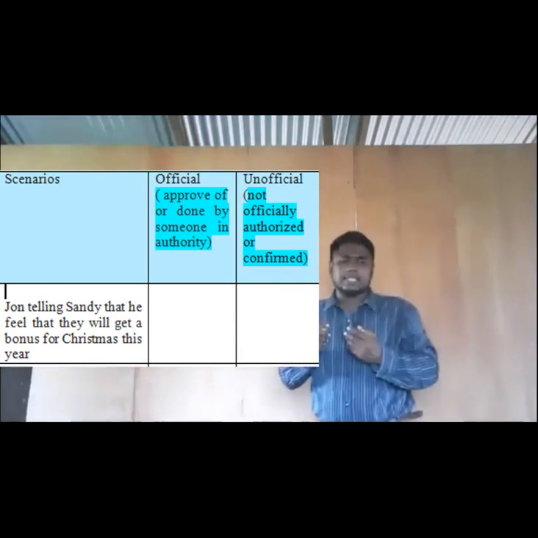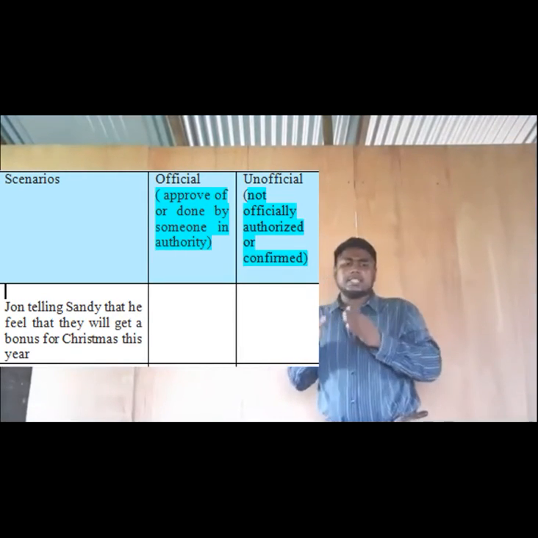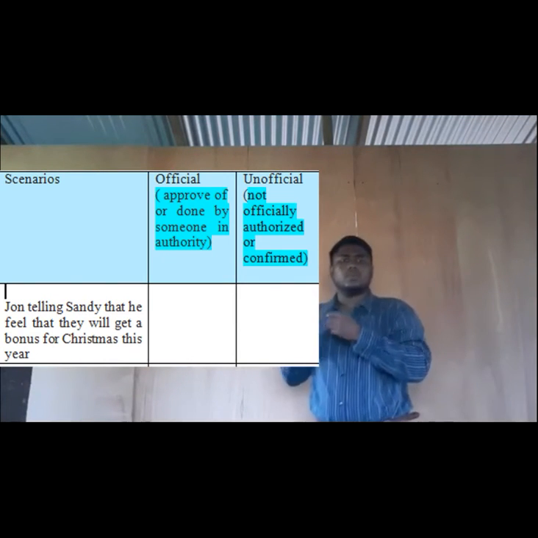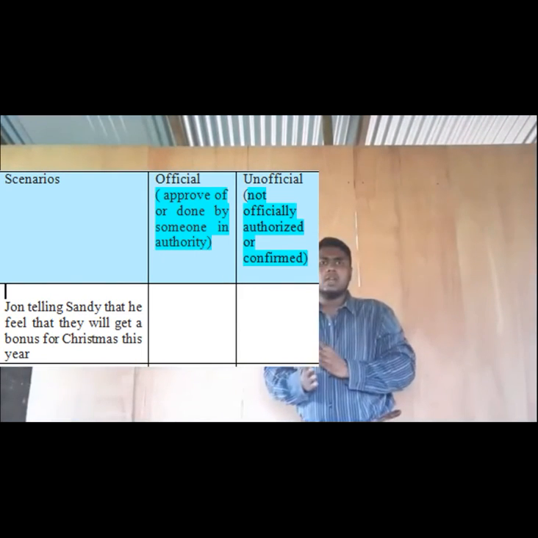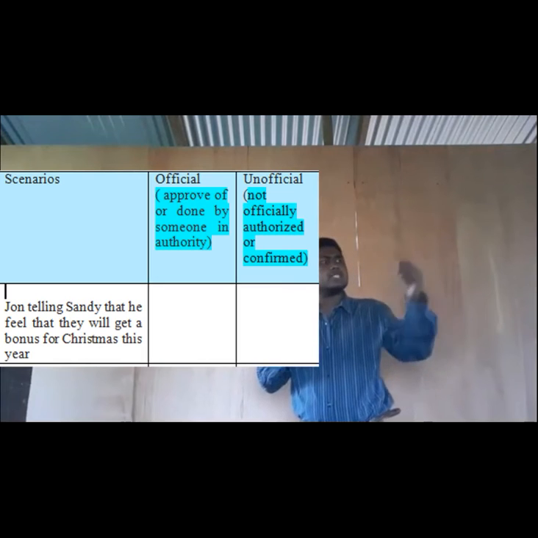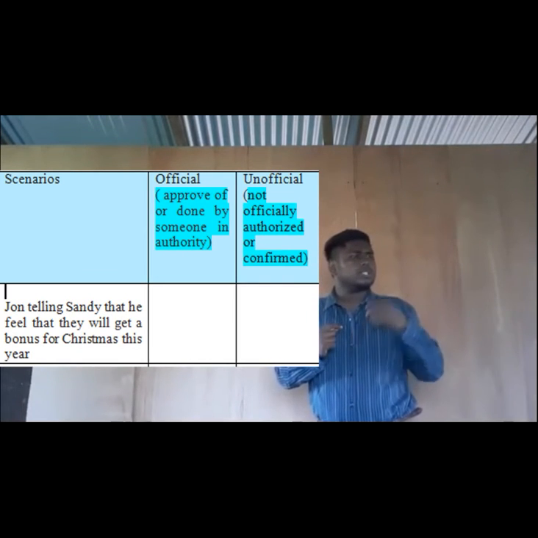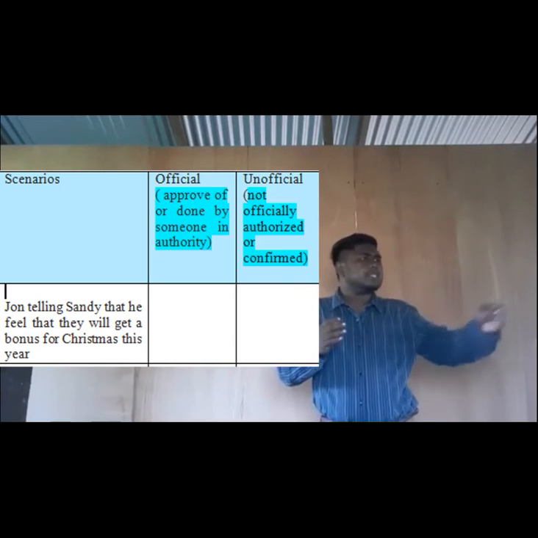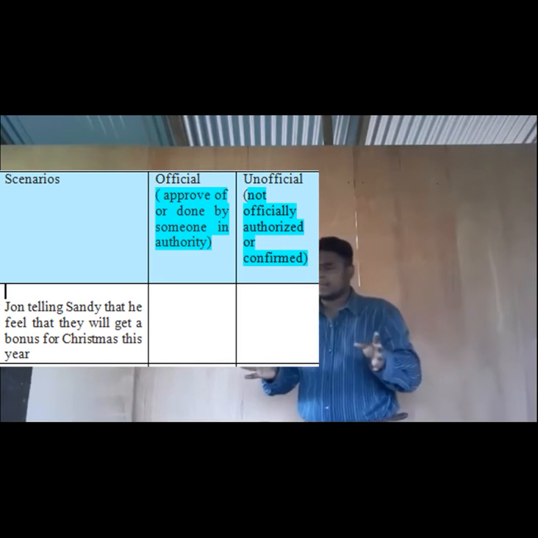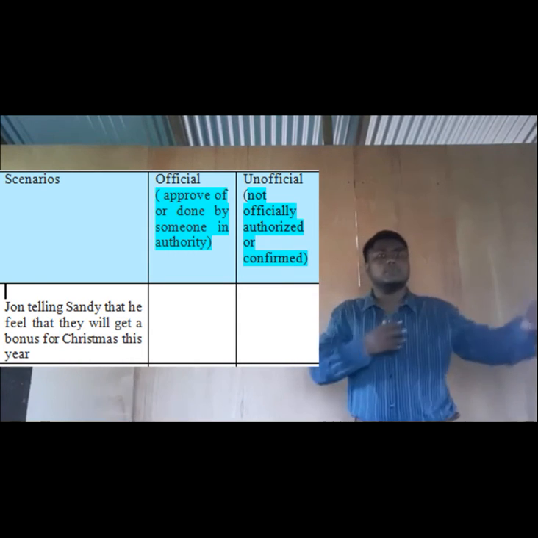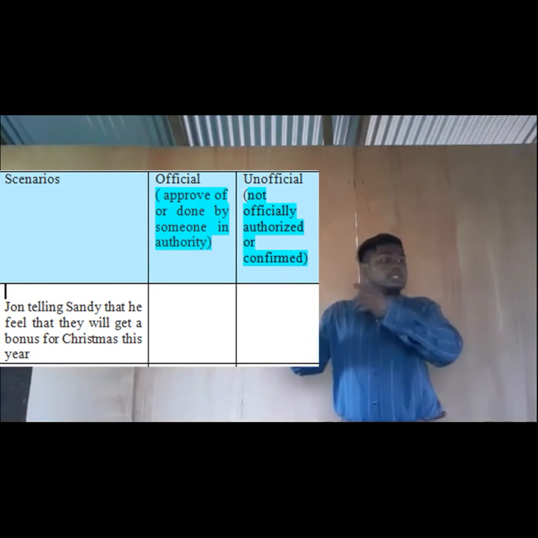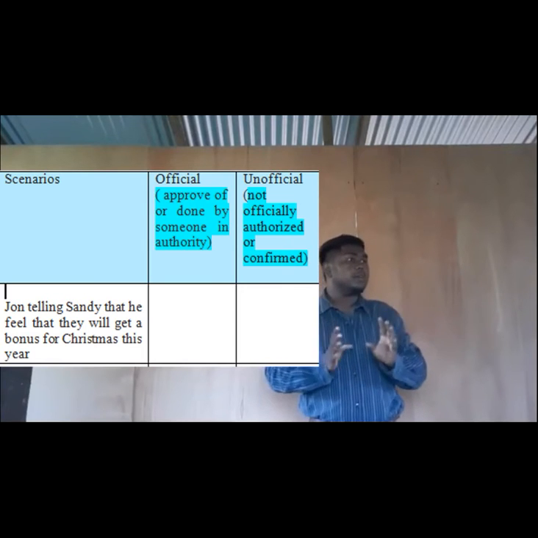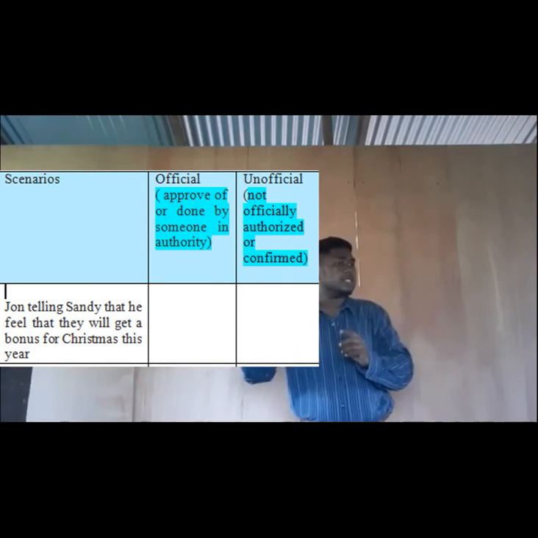Kisar, you and your partner, please read the next one for me. John telling Sandy that he feels that they will be getting a bonus for Christmas. Now, Kisar, is John the owner or is John the boss? No, he's not. And what is he telling Sandy? He's telling Sandy that he feels that they will be getting a bonus. Did the boss say that they will be getting a bonus in this scenario here? No, the boss didn't say that.